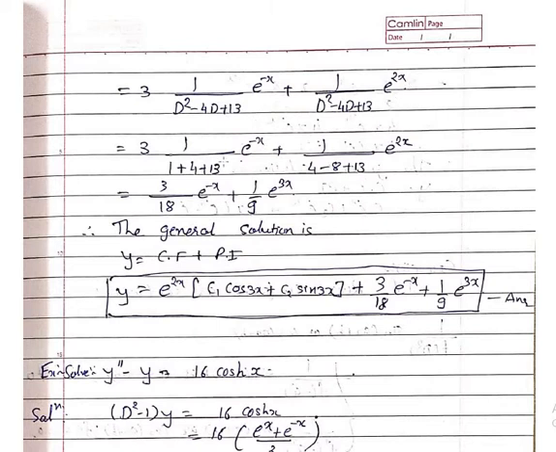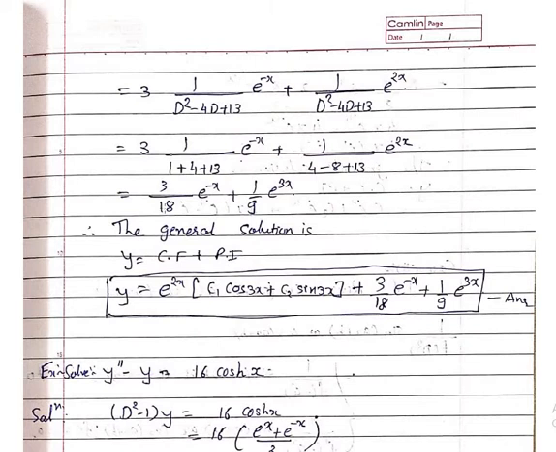Here you have to replace D by −1. So (−1)² is 1, −4 times −1 is 4, and 13 remains as it is. Here you have to replace D by a, which is 2, so 2² is 4, −4 times 2 is −8, and 13 remains as it is.